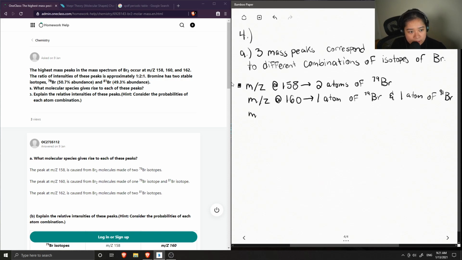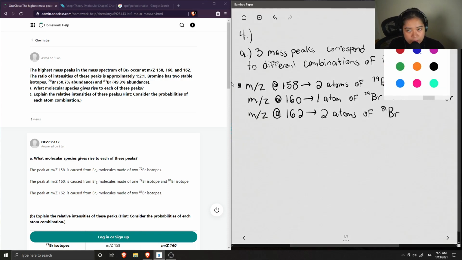And lastly, when we have the mass peak at 162, this can be the 2 atoms of bromine 81. So 81 times 2 is 162. Okay, so these are all the different peaks.